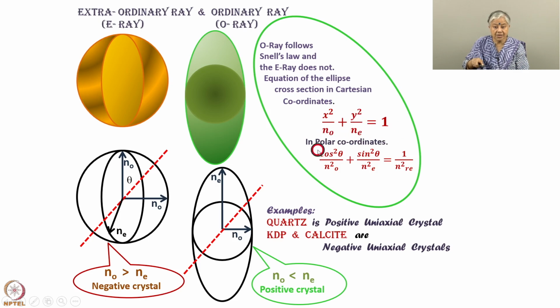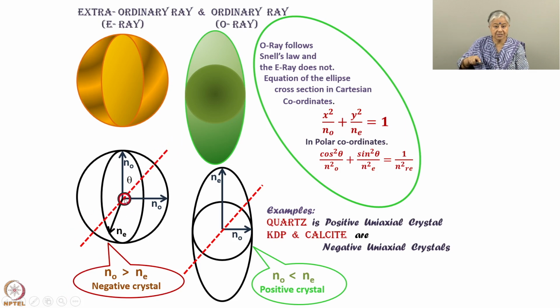Now, if I were to write it in polar coordinates, it would be cos square theta upon ne square plus sin square theta upon no square is equal to 1 upon n square theta. So, for any ray that is passing through the crystal, we would like to know the refractive index for that ray. Here I have shown the direction of the ray in which it is travelling.